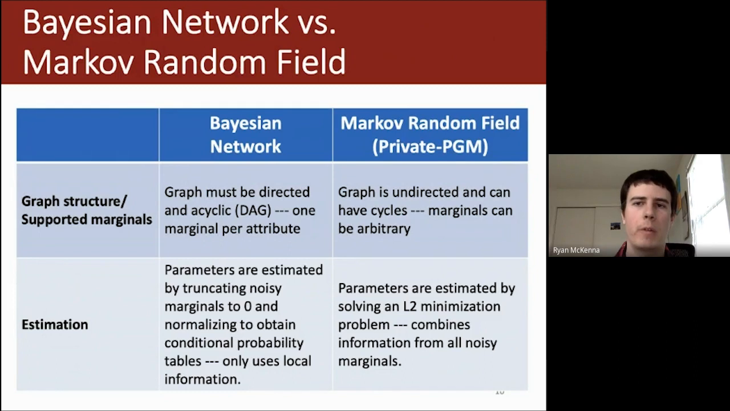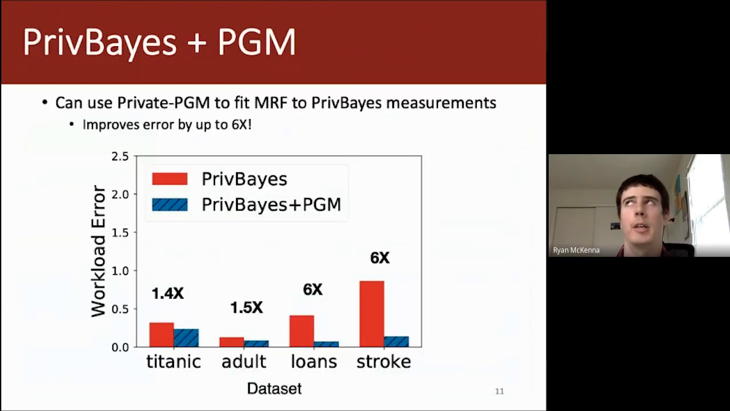Because Markov random fields are more general than Bayesian networks, you can actually take the marginals selected and measured by PrivBase and pass them into private PGM to estimate a Markov random field. And if you do this, you get a new mechanism called PrivBase plus PGM. And this new mechanism consistently performs better than PrivBase by itself.